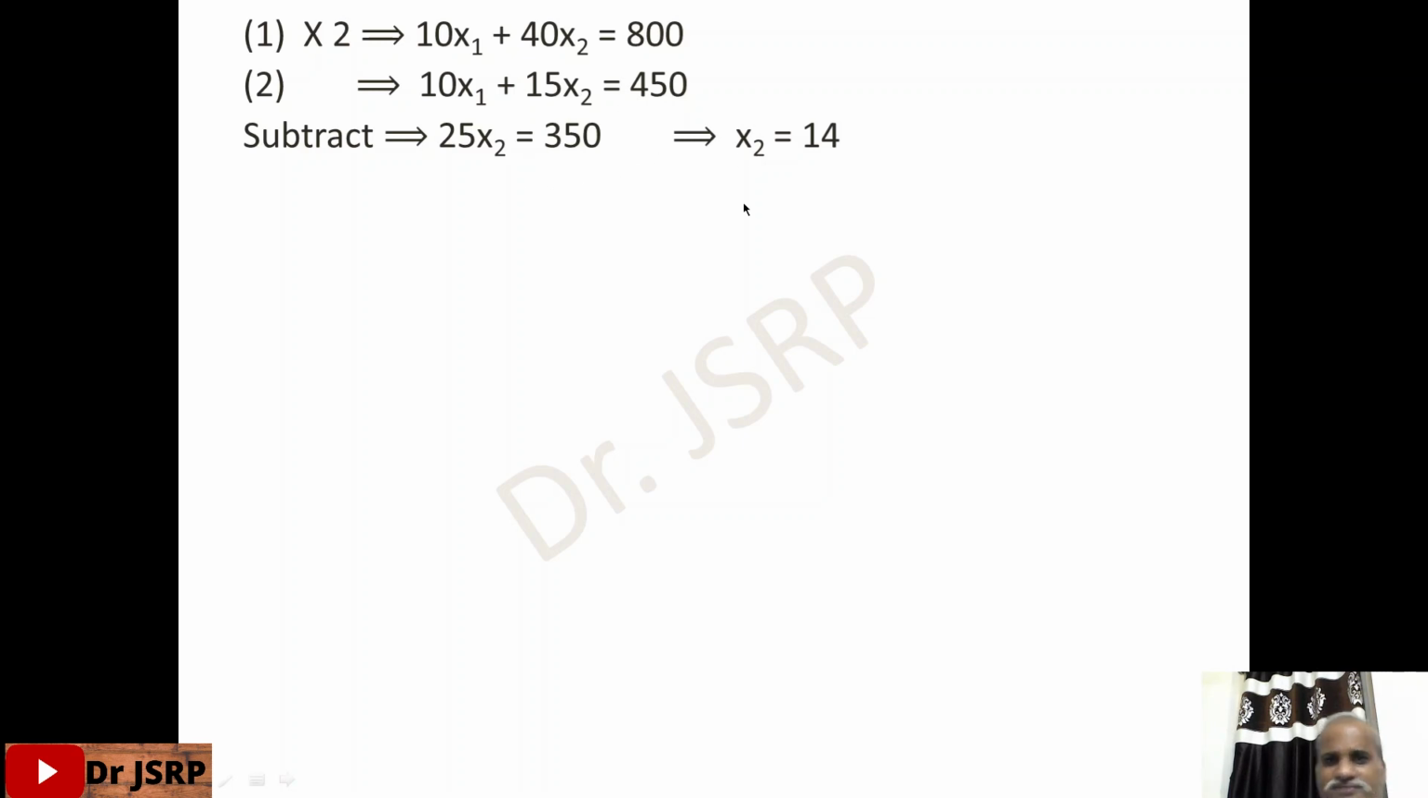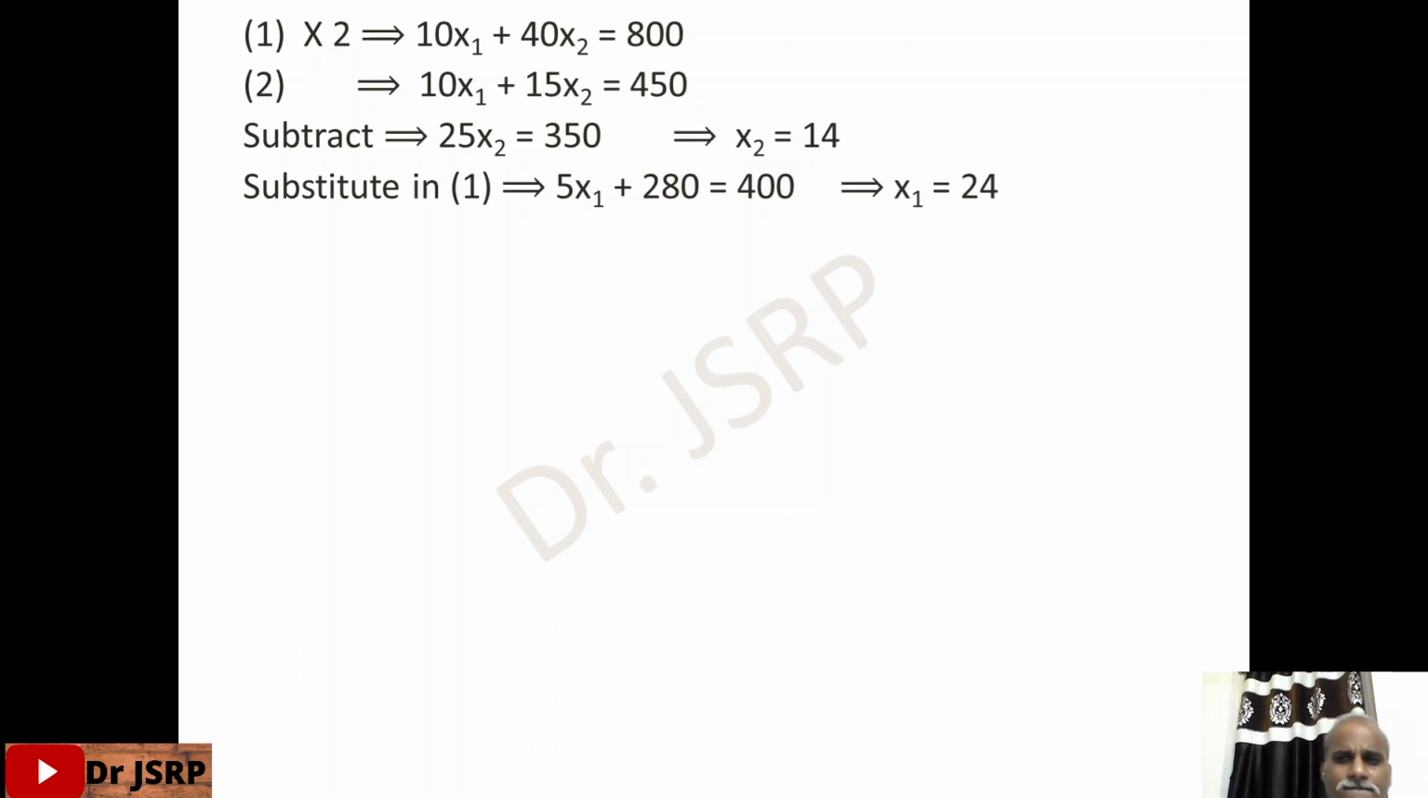Okay, right, now substitute x2 in the first equation or second equation. So substitute in 1: 5x1 plus 20 into x2, that is 20 into 14, 280, equal 400. From this, x1 equal 24. So the point B is 24 comma 14, so x1 is 24, x2 is 14. This is B. Okay, so we have all 4 extreme points.